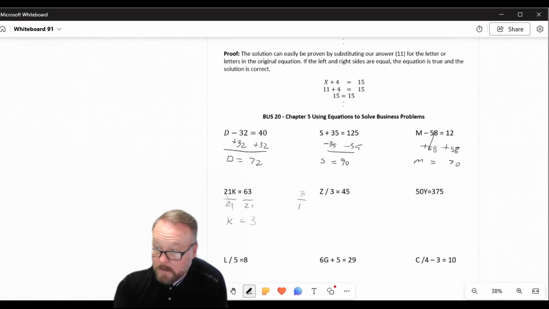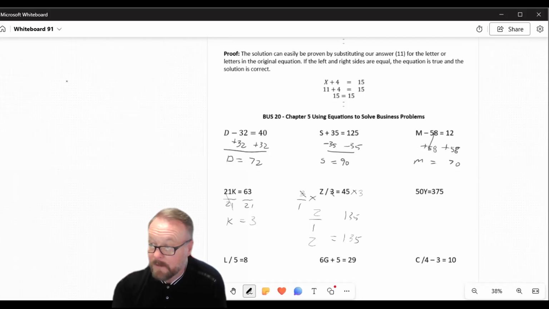So 3 over 1 multiplied by z over 3, so the 3s cross out. So z over 1 is the same thing as z. And then we do the same thing here. We multiply by 3. So 3 times 45 comes out to 135. So z equals 135. And now we've isolated again.